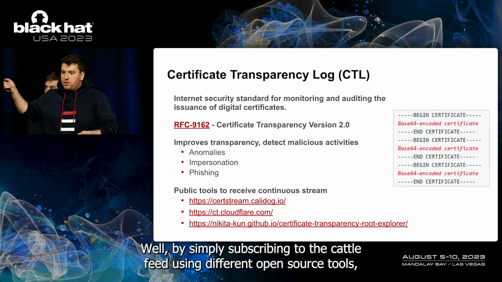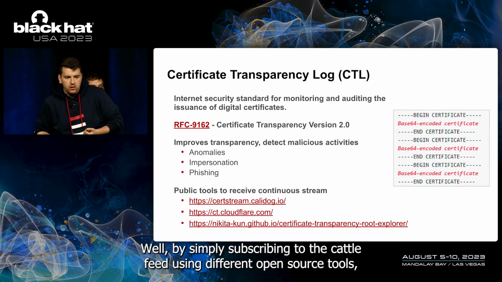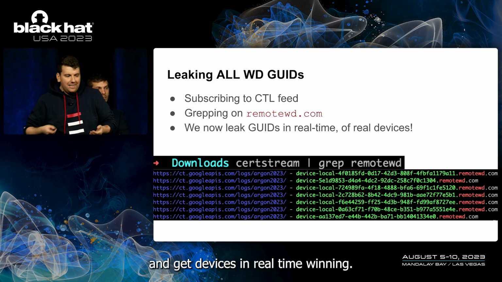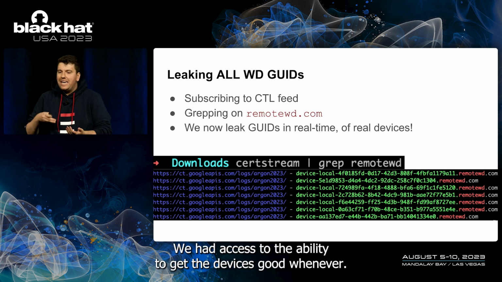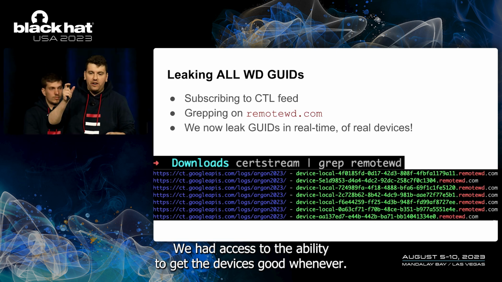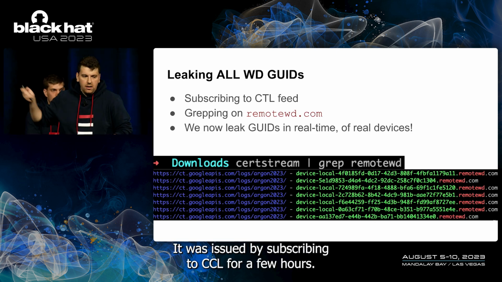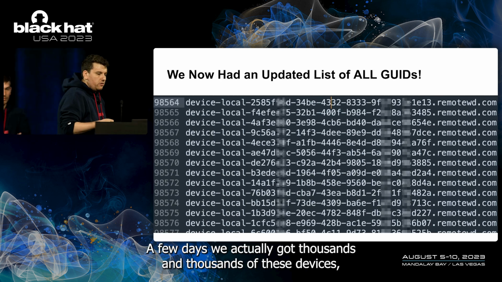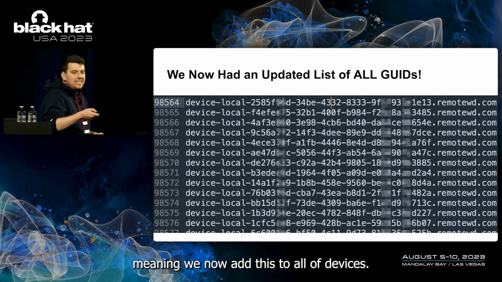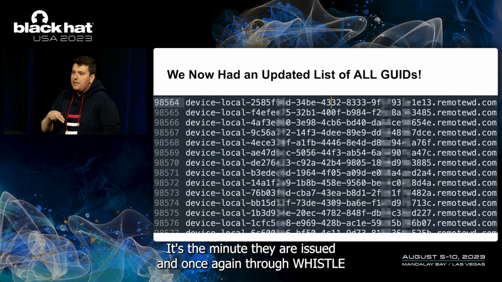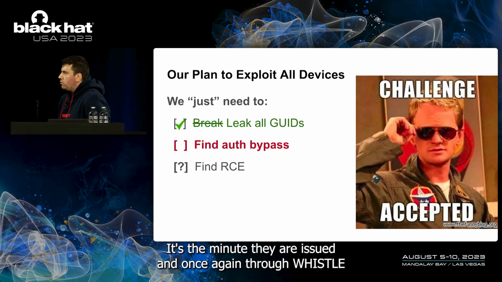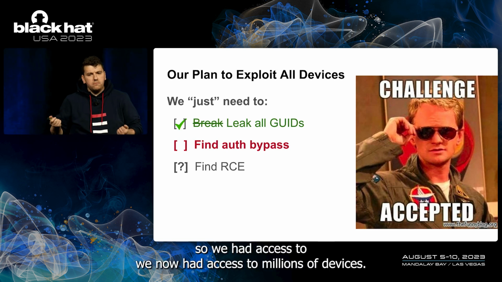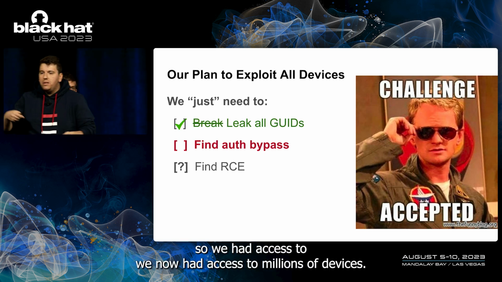Well, by simply subscribing to the CTL feed using different open source tools, we were able to grab Western Digital's pattern and get devices in real time, meaning we had the ability to get the device's GUID whenever it was issued. By subscribing to CTL for a few hours and a few days, we actually got thousands and thousands of these devices, meaning we now had access to all of the devices' GUIDs the minute they were issued. And once again, through Western Digital's cloud, we were able to access them over the cloud. Okay, so we now had access to millions of devices.